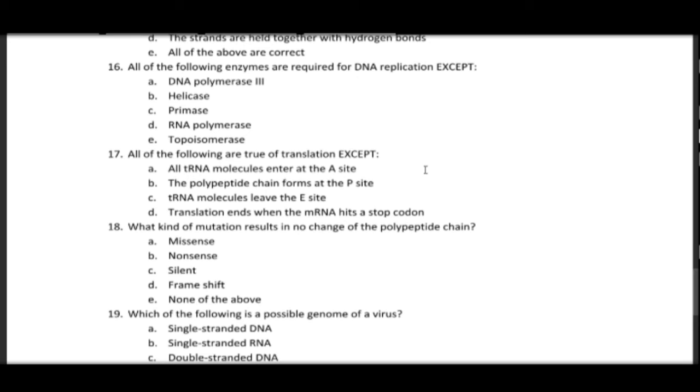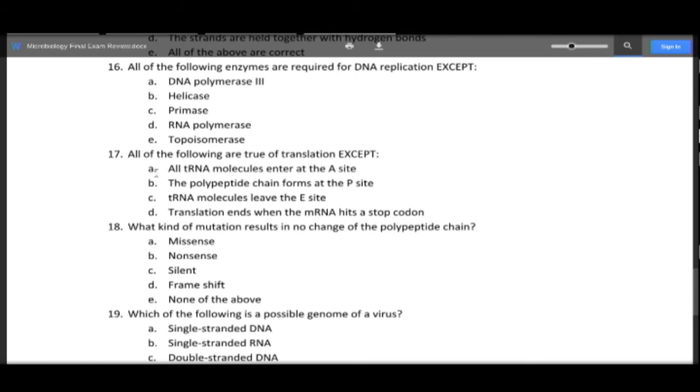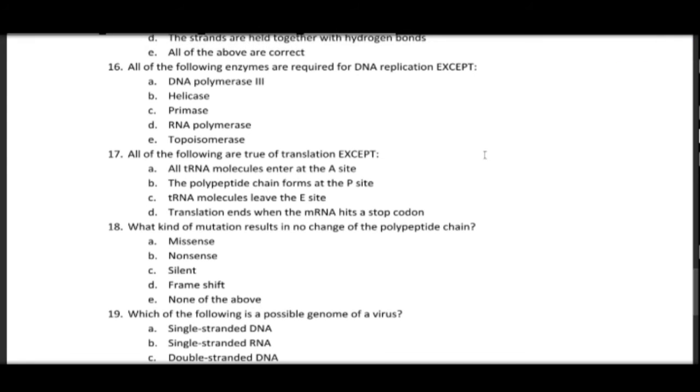So in our ribosome, we have the A, the P, and the E sites. A site is where they attach. P is where the polypeptide chain is, where the elongation occurs. And E is the exit site. So A says all tRNA molecules are entering at the A site. That's mostly true. Most of them are going to come in at the A site, then move over to the P site and attach their amino acid.